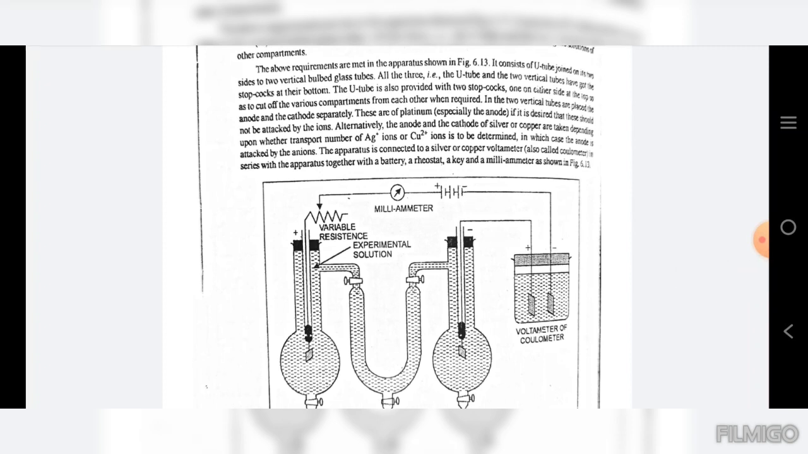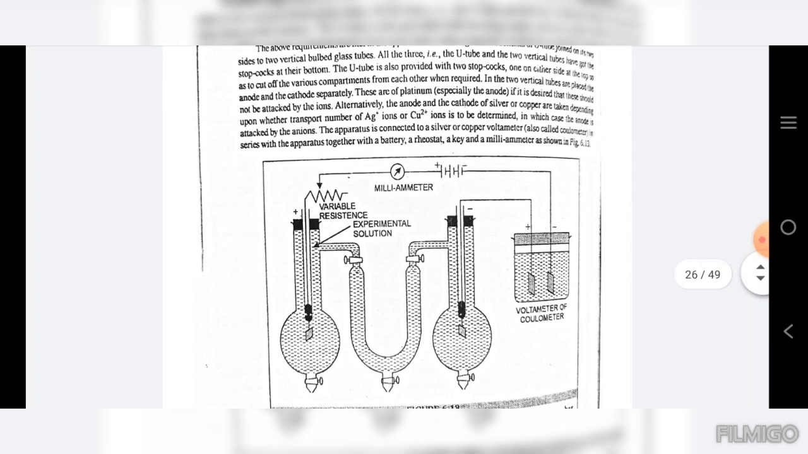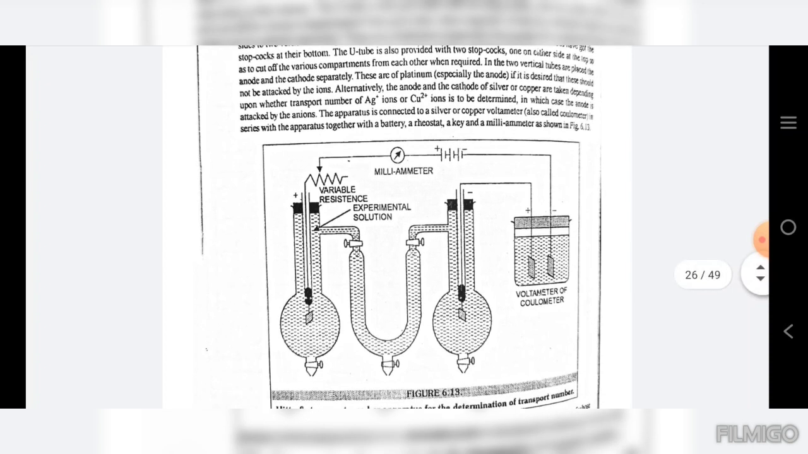It consists of a U-tube joined on its two sides to two vertical bulbed glass tubes. All the three, the U-tube and the two vertical tubes, have stopcocks at their bottom. The U-tube is also provided with two stopcocks, one on either side at the top, so as to cut off the various compartments from each other when required. In the two vertical tubes are placed the anode and the cathode separately. These are of platinum, especially the anode, if it is desired that these should not be attacked by the ions.